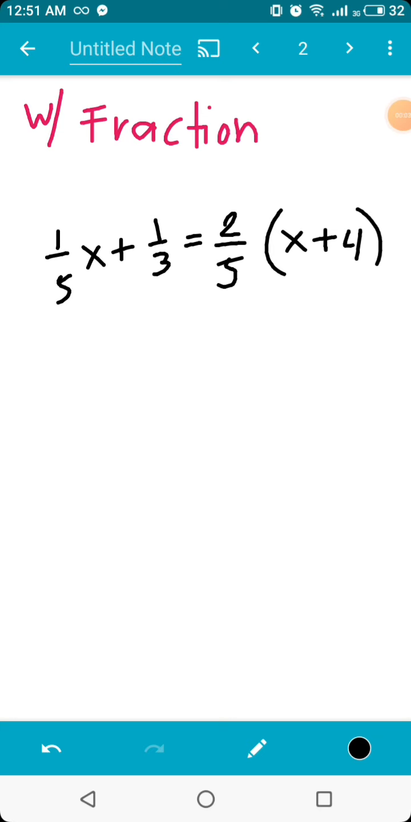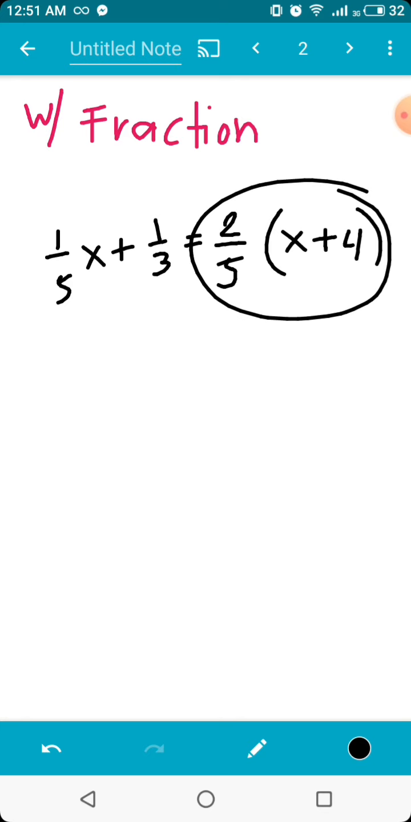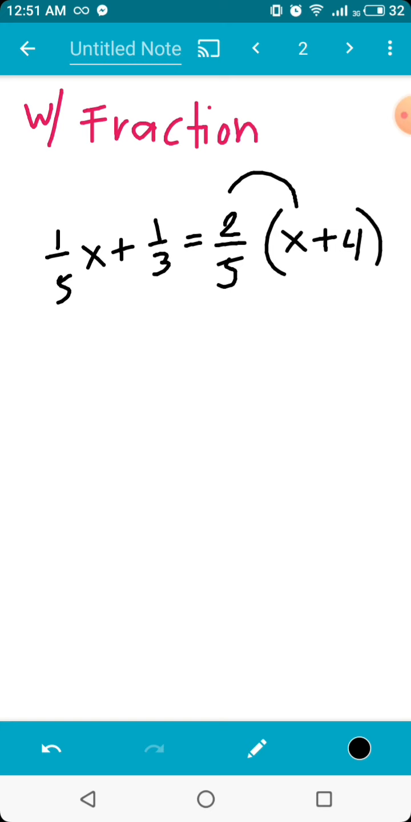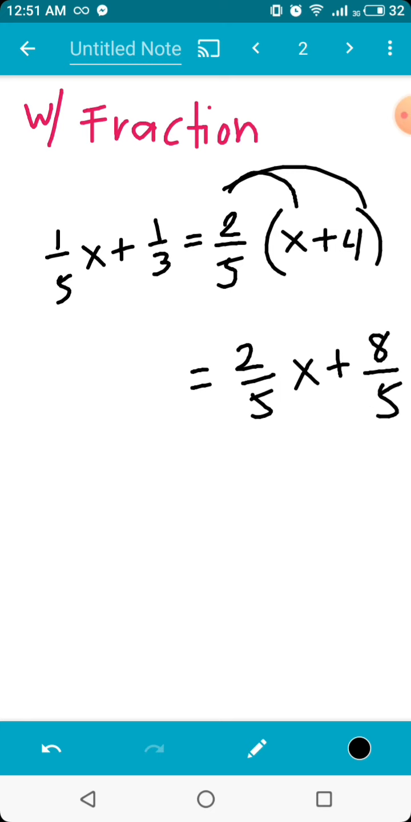Okay, so meron tayong 1/5 x plus 1/3 equals 2/5, open and close parenthesis, x plus 4. Okay, so we can solve first etong distributive property. So 2/5 times x, so we have 2/5 x, and then 2/5 times positive 4, so that is positive 8 over 5. Okay? And then, bring down lang natin itong mga nandito sa kabilang side.